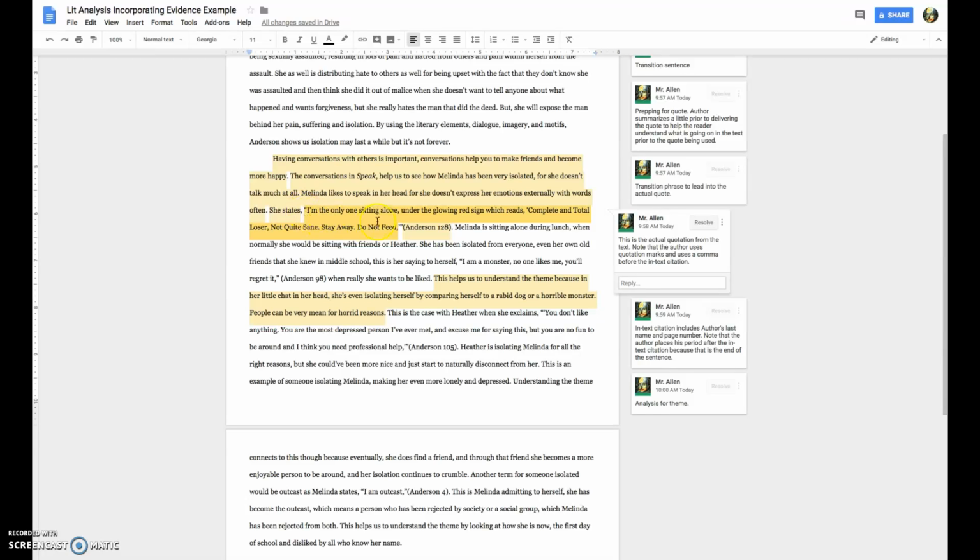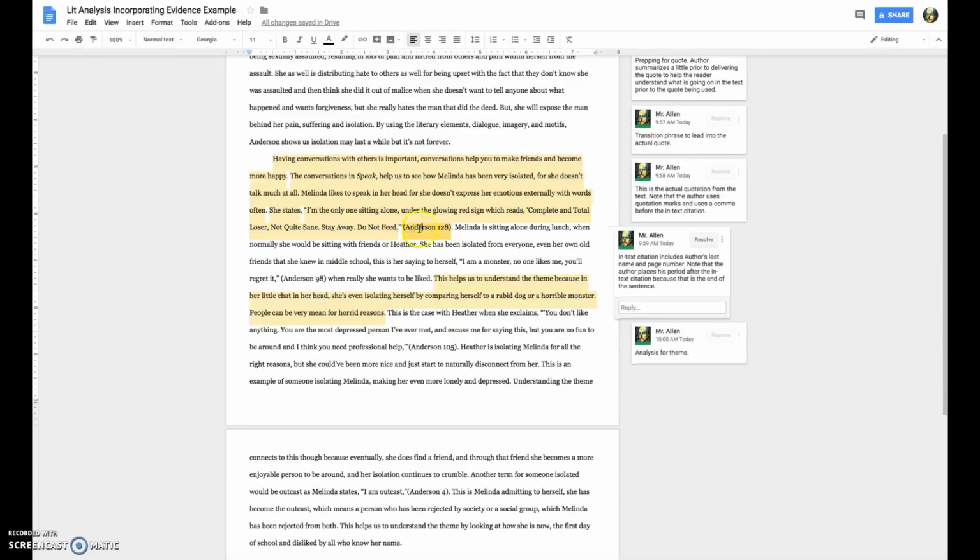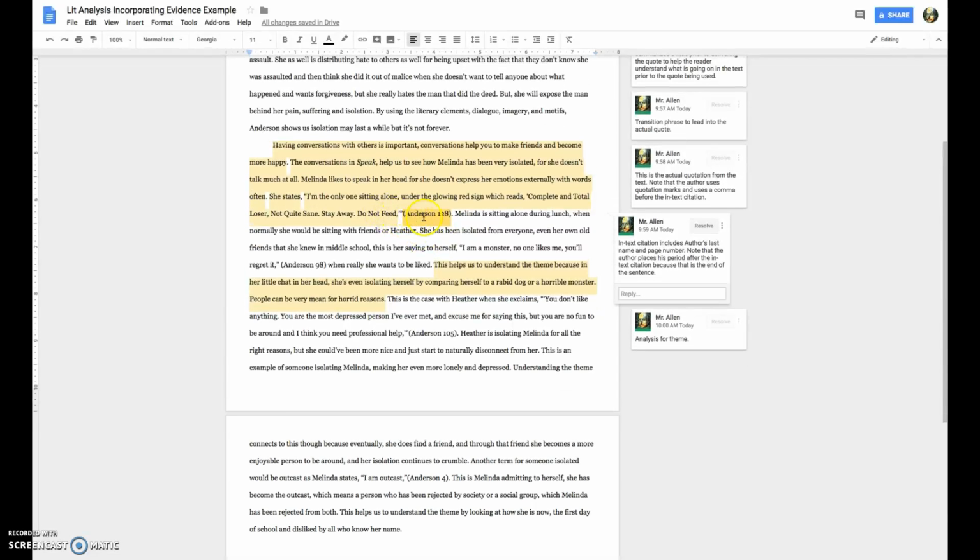Note that they use quotation marks, and it's several sentences, which is fine. They also have a comma here at the end. Even though in the text this would be a period, we change it to a comma because this is not the end of our sentence. It's the end of the sentence in the book, but not the end of our sentence. And then at the end, we have an in-text citation. We have the author's last name, the page number, and then note that the period for that sentence goes at the end of the in-text citation because that's the end of their sentence rather than over here.